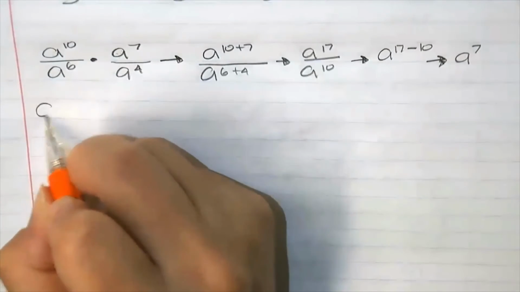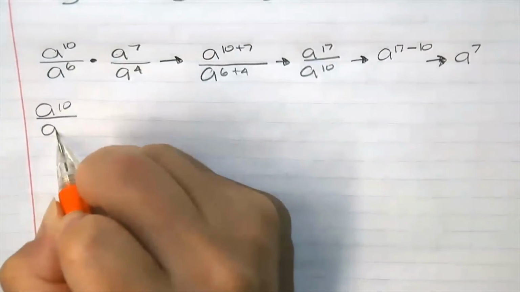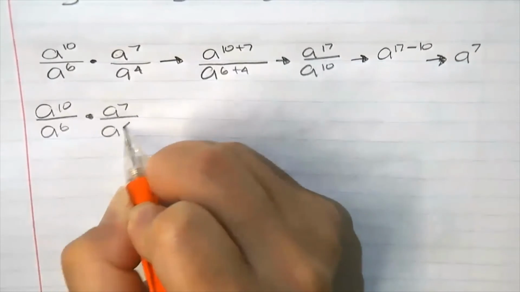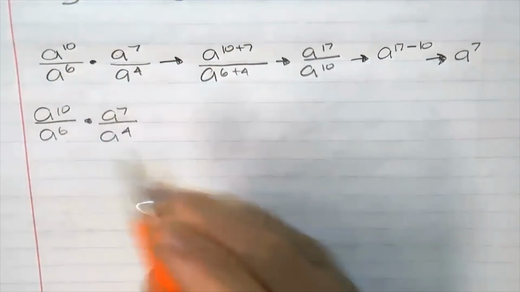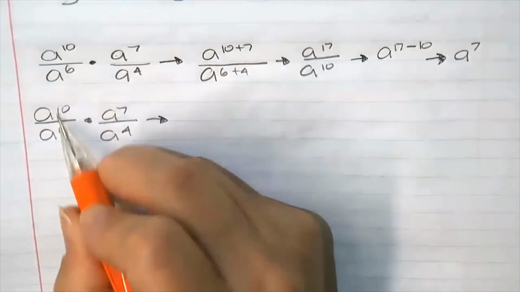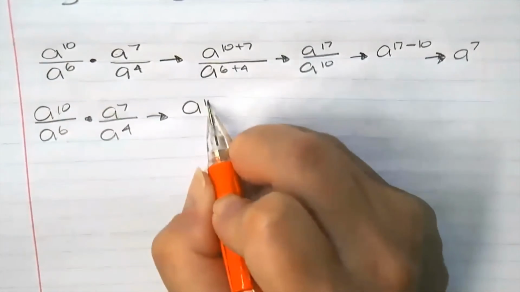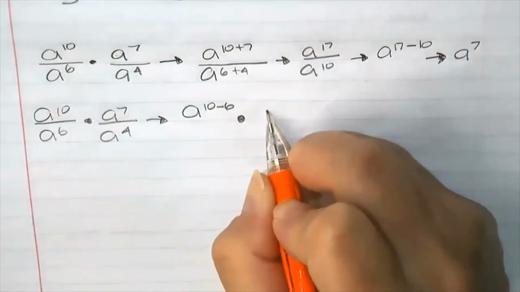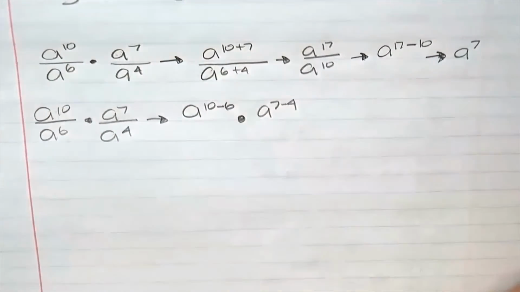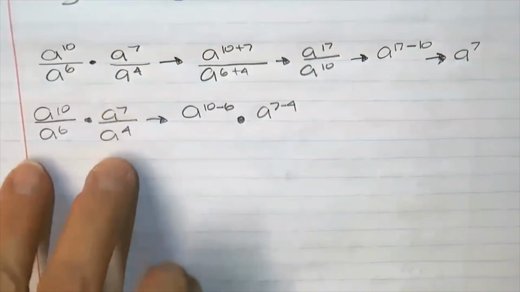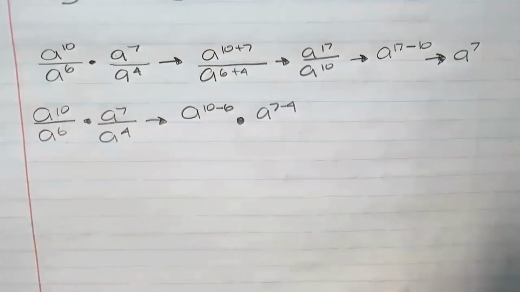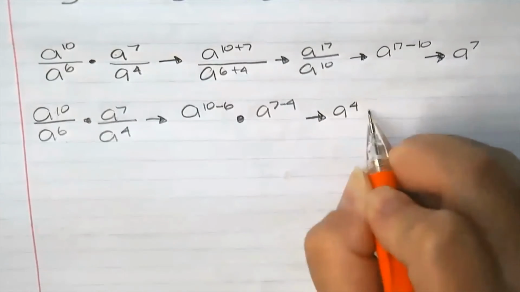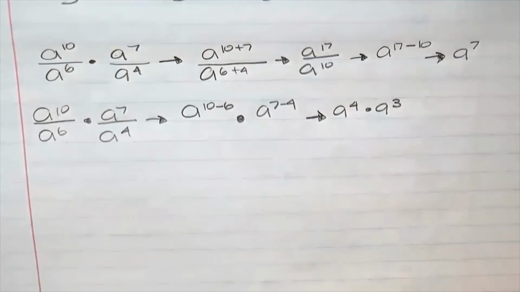Or we have a to the 10th over a to the 6th times a to the 7th over a to the 4th. I can deal with my fractions. A to the 10th minus 6 times a to the 7th minus 4. So here I'm dealing with my division first. Then that will give me a to the 4th times a to the 3rd.